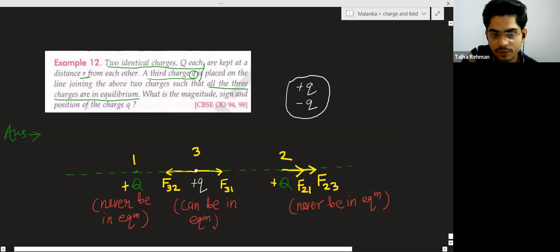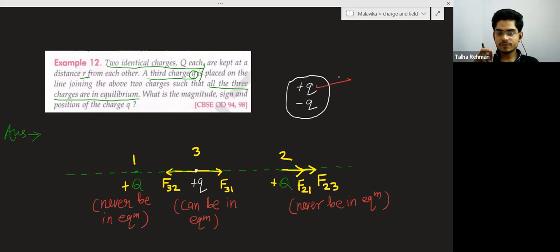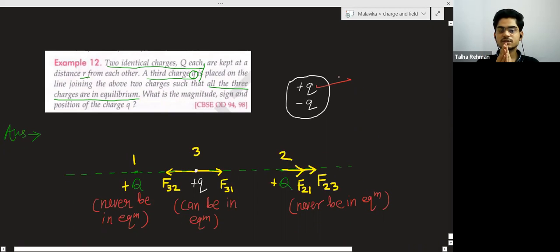Why can it be in equilibrium? Because if these two forces are equal, this charge is in equilibrium. So this we have done by first choosing the positive charge. So here only one charge can be in equilibrium. The two other charges can never be in equilibrium. So we will not put the positive charge. Okay, so what should I do now?